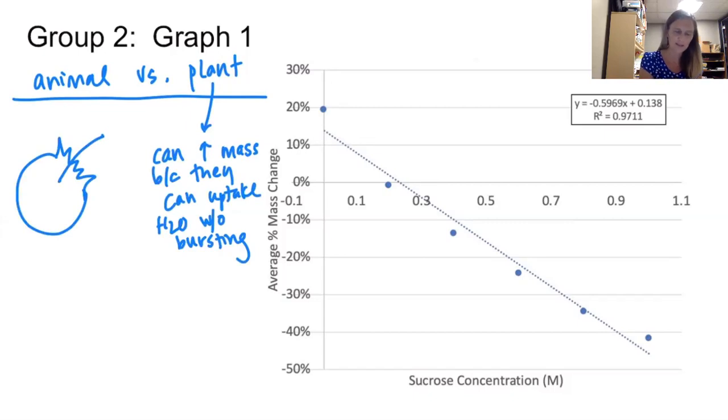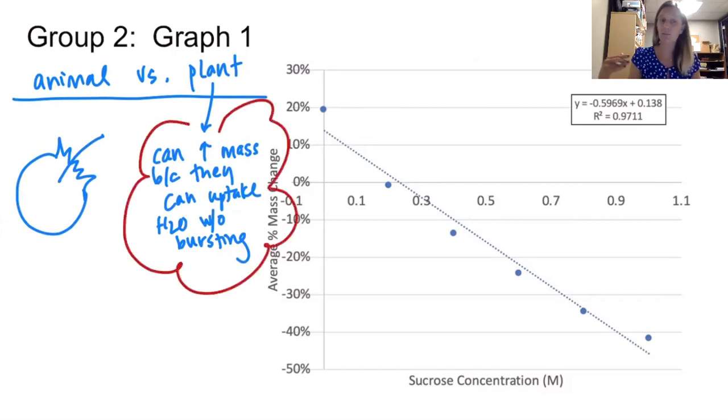So hopefully that makes sense, that plants can have a more positive mass due to their ability to uptake more water without bursting due to that cell wall.